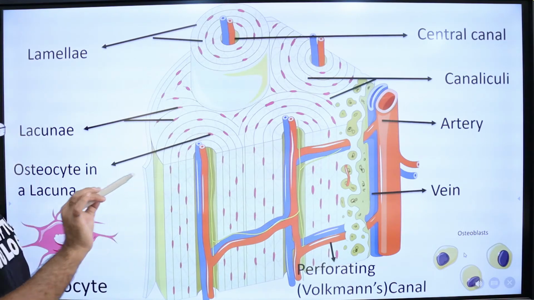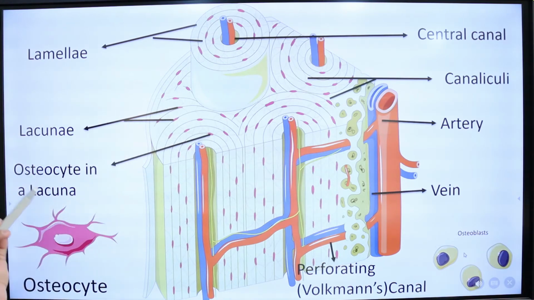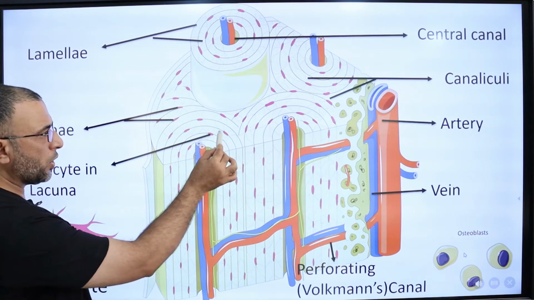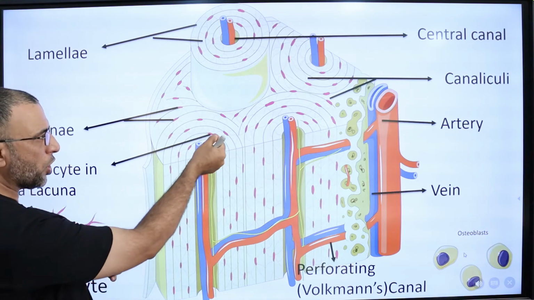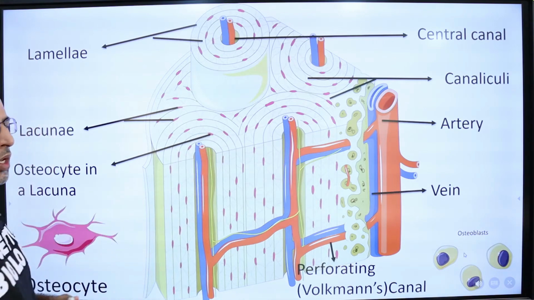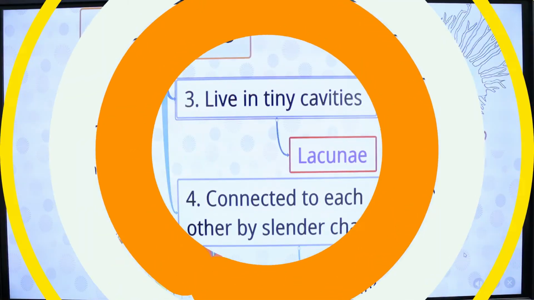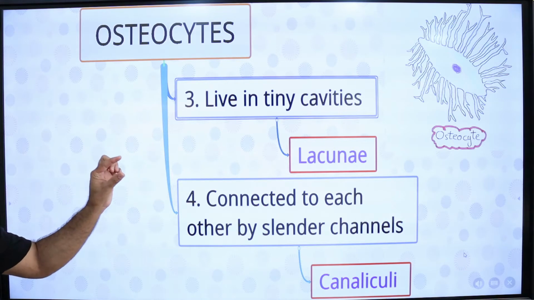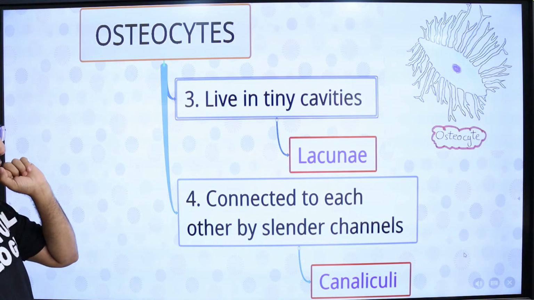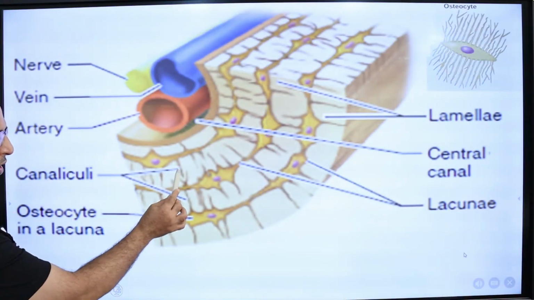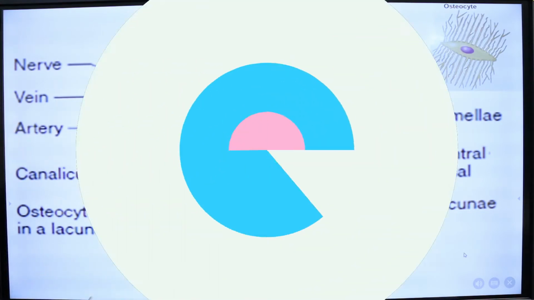Inside each lacuna, an osteocyte, which is a living bone cell, is present. And these lacunae are also interconnected through slender channels, small connections between the lacunae. They are called canaliculi. Canaliculus is singular, canaliculi is plural. So osteocytes are present in small cavities called lacunae. These are the slender channels called canaliculi that connect the cavities where osteocytes are present.